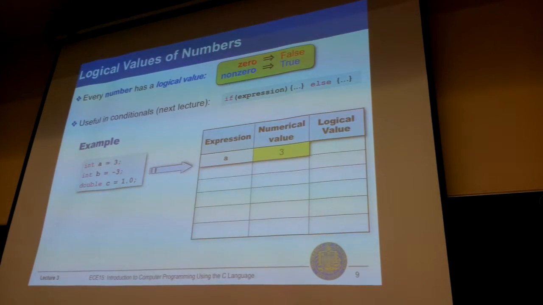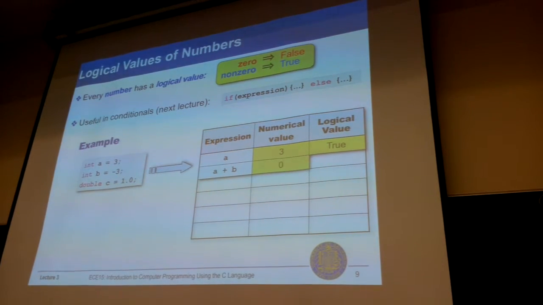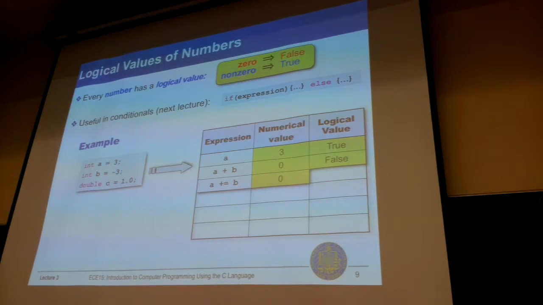So if you have your clickers out, if you could just tell me what the logical value of this would be. Okay, good. You got it. It's true, right? Because 3 is obviously non-zero. So if we have a plus b, that'll evaluate to 0, and obviously the logical value will be false. A plus equals b, that also evaluates to 0, right? And that will be false.